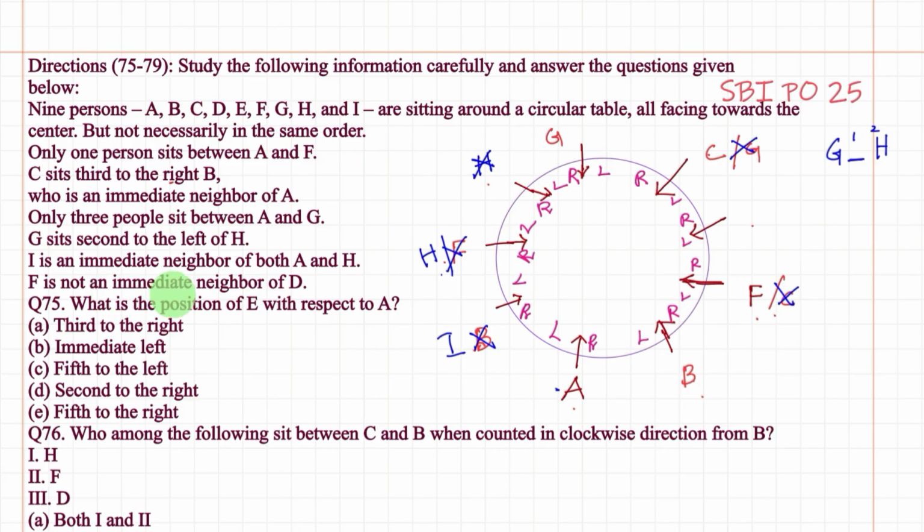So F is not an immediate neighbor of D. D cannot be here. Since it's not the immediate neighbor, D goes here. So the only alphabet left is E. So E comes here. So this is the order in which they are all seated.